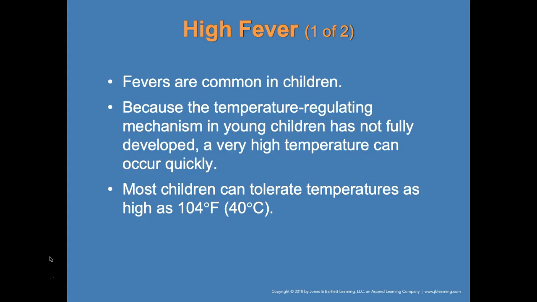High fevers. So if any of you have children, you know that fevers are common in children. Because the temperature regulating mechanism among young children hasn't fully developed, a very high temperature can occur quickly. Most children cannot tolerate temperatures as high as 104 degrees, which can be possible even with minor infections. So even if it's just a little infection that they have, they can spike a fever very quickly. Got to keep an eye on them.